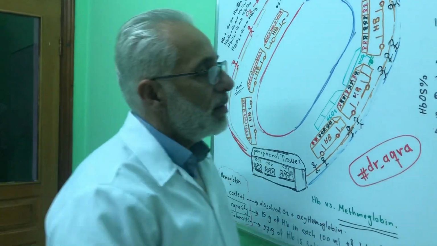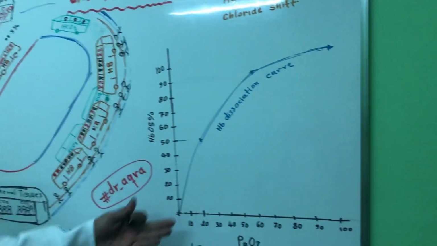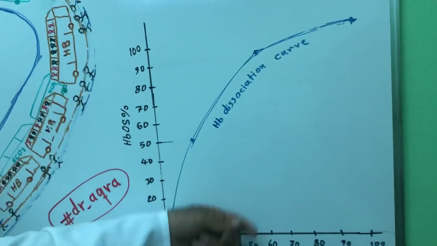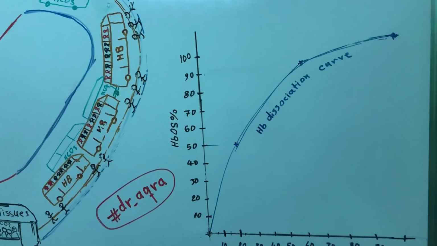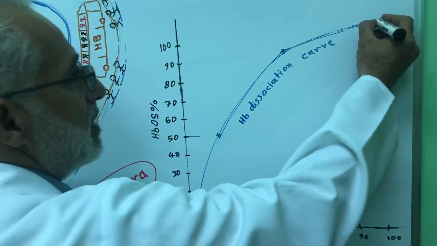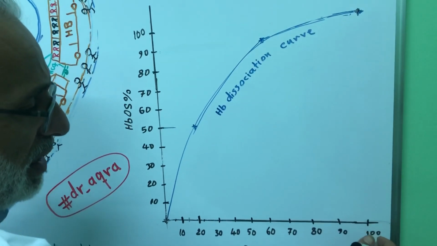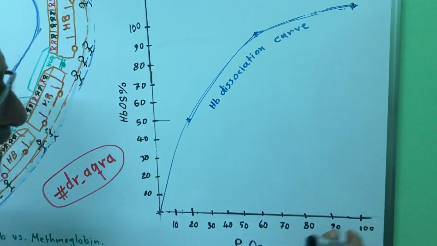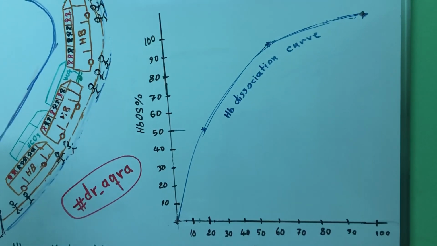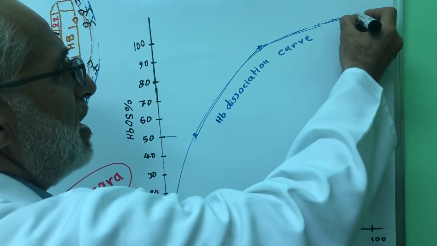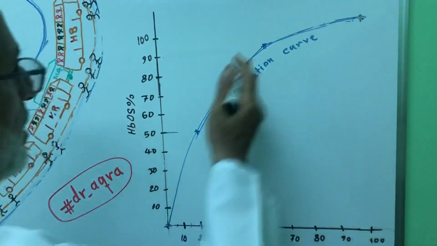Okay, how does the dissociation occur? As you see here, this is the well-known, famous hemoglobin dissociation curve. Please pay attention here. When there is 100 millimeter mercury of partial pressure of O2, which is almost the maximum, there is around 97% of hemoglobin saturation.